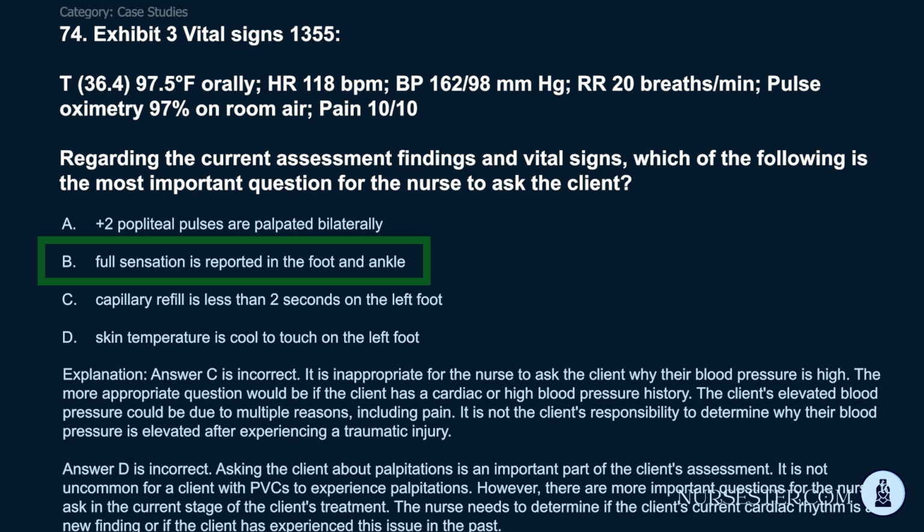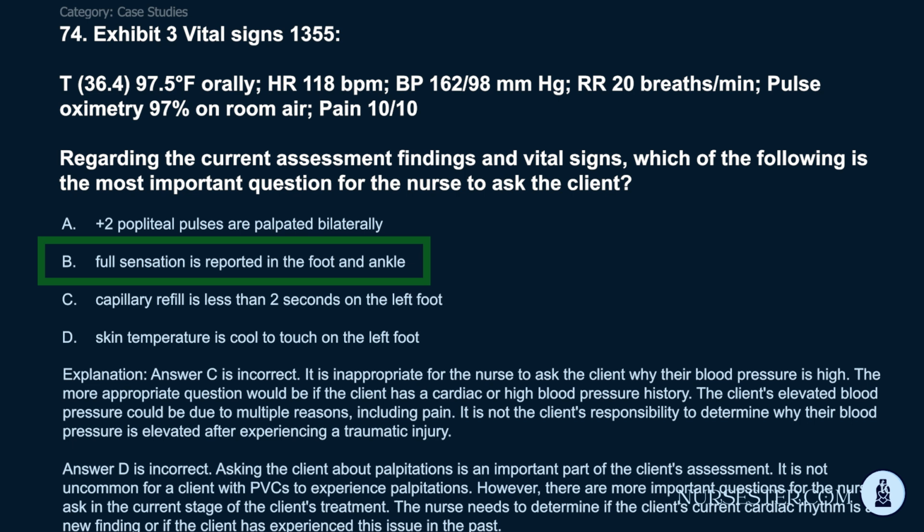Answer C is incorrect. It is inappropriate for the nurse to ask the client why their blood pressure is high. The more appropriate question would be if the client has a cardiac or high blood pressure history. The client's elevated blood pressure could be due to multiple reasons, including pain. It is not the client's responsibility to determine why their blood pressure is elevated after experiencing a traumatic injury.